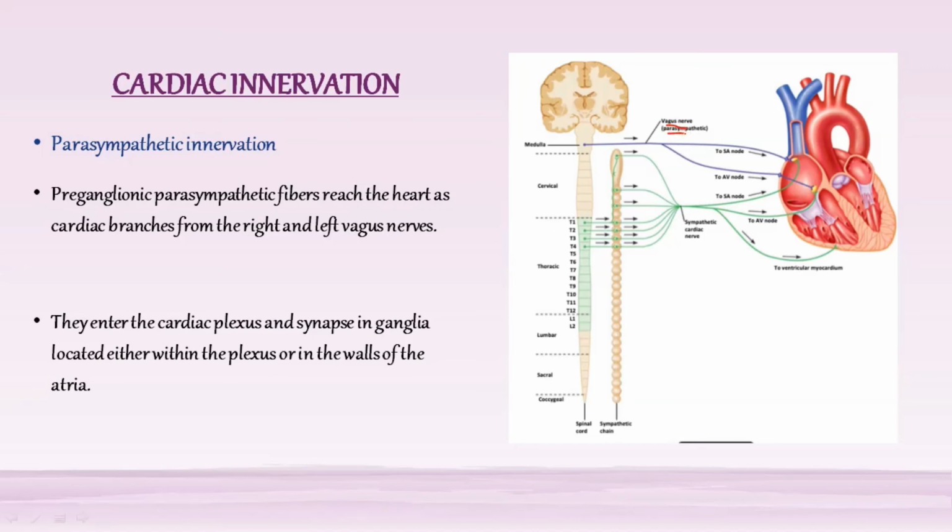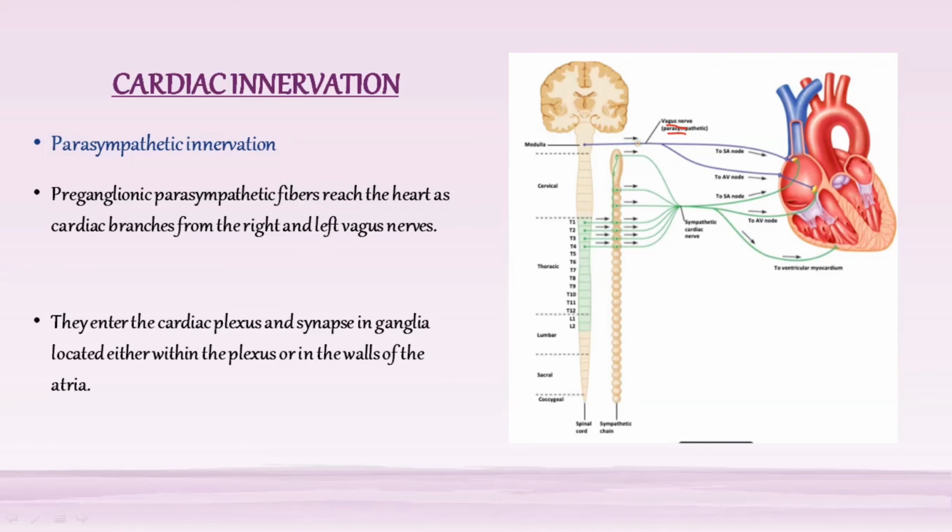These are the parasympathetic fibers, the preganglionic fibers. No synapse occurs in the mid portion. The preganglionic fibers arise from this part of the brain, that is the medulla. The preganglionic fibers run through the vagus nerve to the heart or to the cardiac plexus. So the preganglionic parasympathetic fibers reach the heart as cardiac branches.